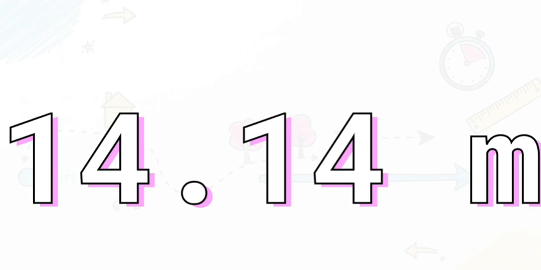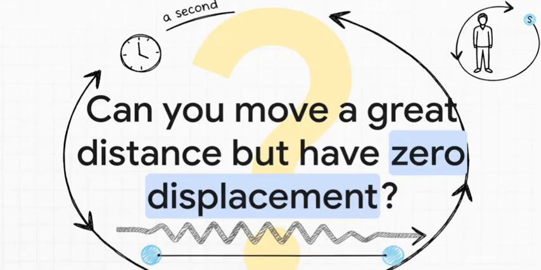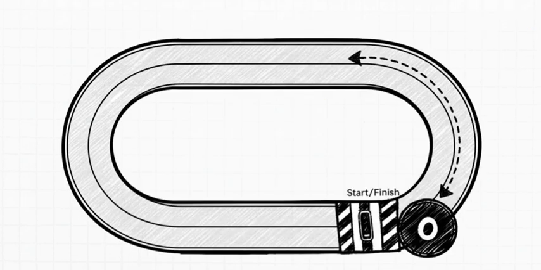The farmer walked a distance of 140 meters, but his final displacement from his starting point is only about 14 meters. Puzzle solved. You know, this whole idea that your distance can be huge while your displacement is tiny, it actually leads to a really cool, kind of mind-bending extreme case. So let me ask you this. Is it even possible to cover a huge amount of ground, but have your final displacement be absolute zero? Oh, absolutely. And it's something many of us have actually done.